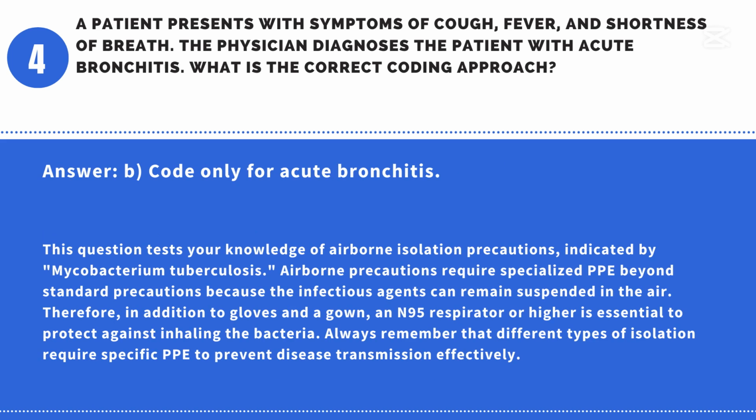Answer: B. Code only for acute bronchitis. This question tests the guideline regarding coding symptoms versus a confirmed diagnosis. The presence of a definitive diagnosis, acute bronchitis, means you should code the diagnosis rather than the individual symptoms, cough, fever, shortness of breath, that are part of the typical presentation of that condition. Symptoms integral to a diagnosed condition are generally not coded separately. The bronchitis diagnosis essentially explains all the listed symptoms.